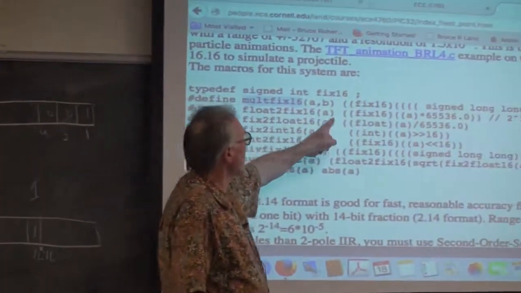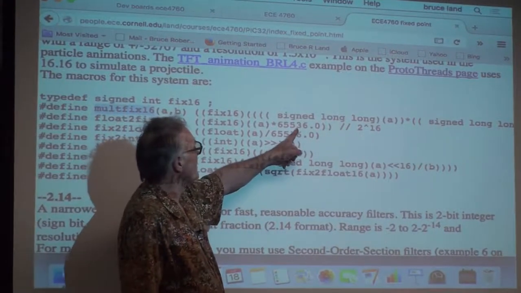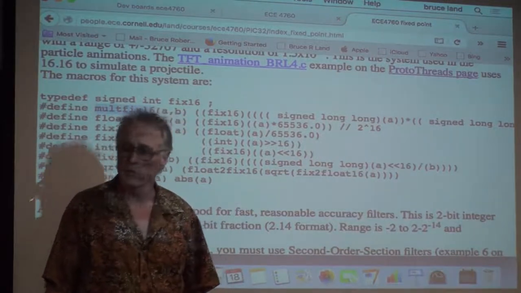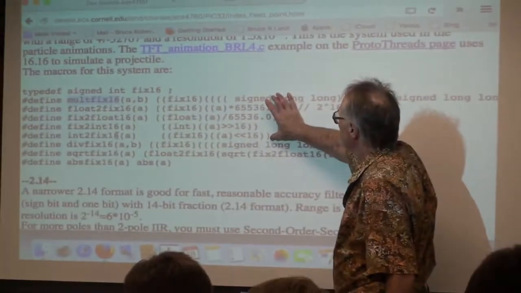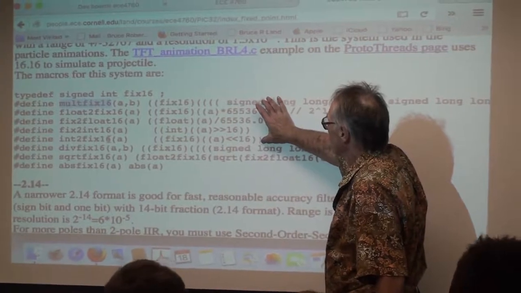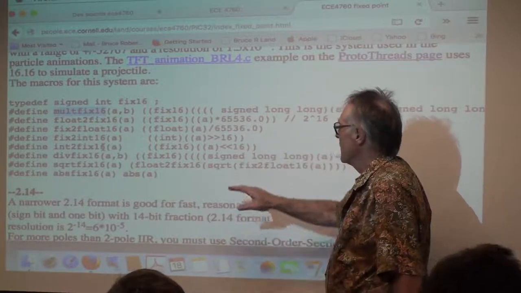Float to fix requires that you do a floating point divide by 65536, which happens to be equivalent to a 16-bit shift of a floating point number. It's a divide by 2 to the 16th, followed by a conversion to an integer. And those are the main ones that you're going to use in this lab. Multiply, float to fix, fix to float, fix to int, and int to fix.